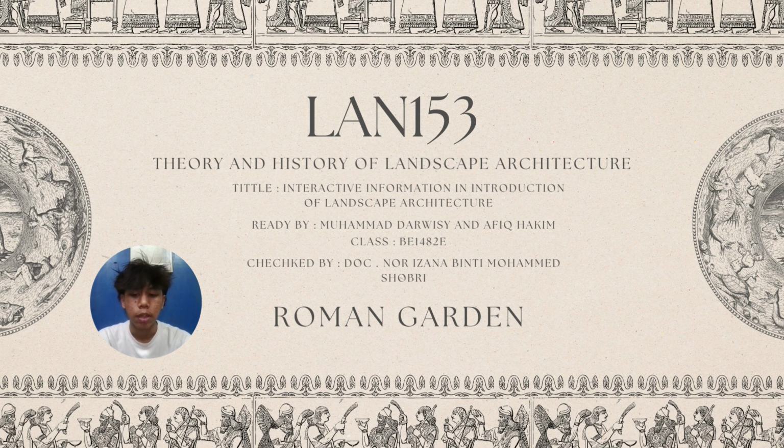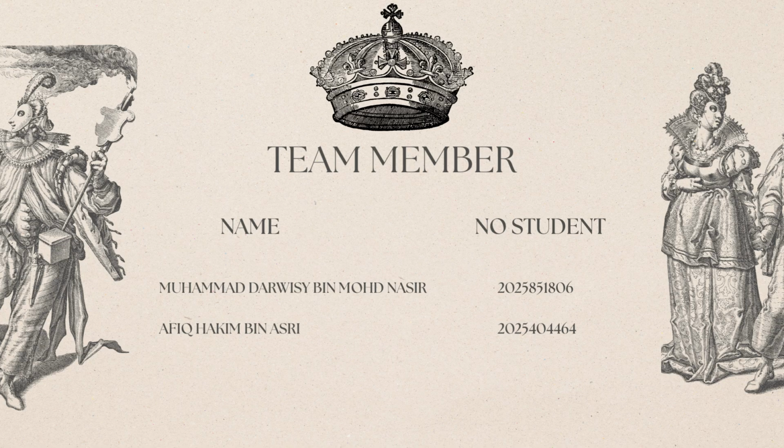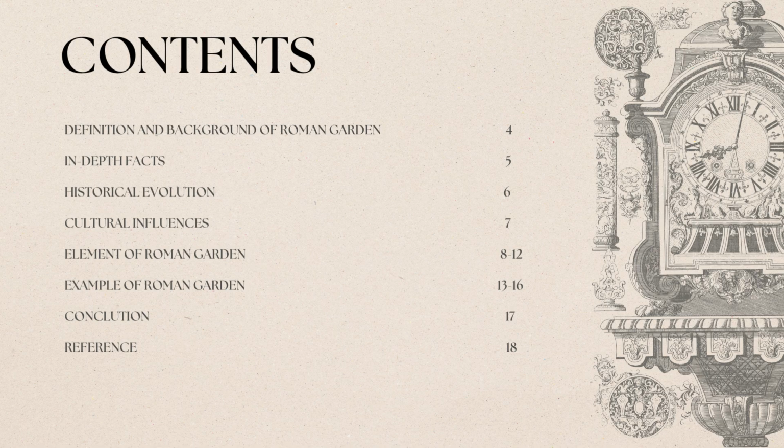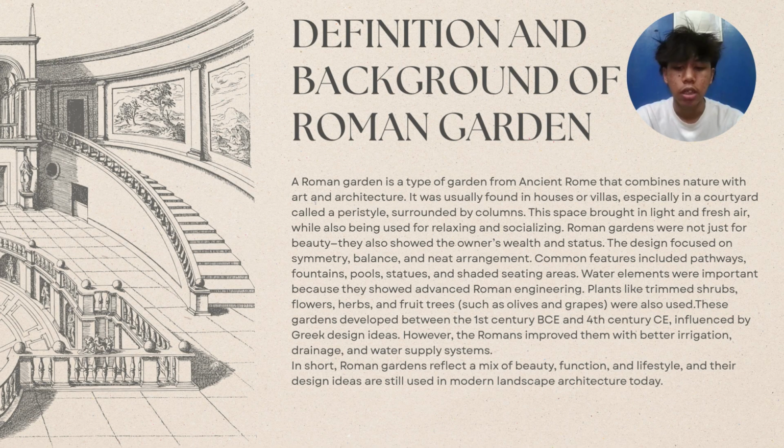First we will explain the definition and background. Then we will go in depth on facts, historical evolution, and cultural influence. After that we will discuss the elements of the Roman garden and finally some examples.